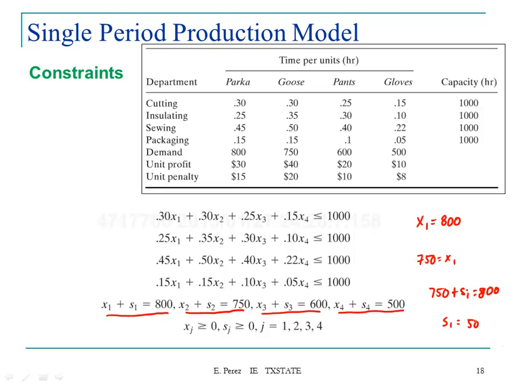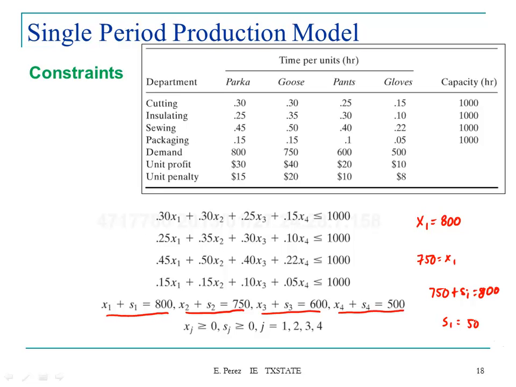Okay, so you have 4 constraints for the capacity, and you also have constraints for the demand. And the problem, what it's going to do is it's going to assign X1, X2, X3, X4, X5 and S1, S2, S3, and S4, such that you can maximize your profit. Any questions?